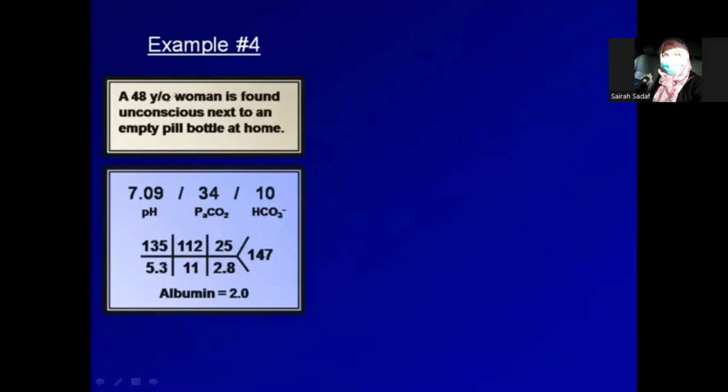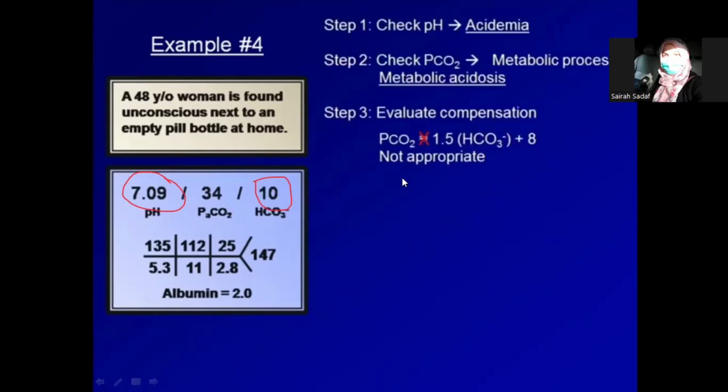A 48 year old woman is found to be unconscious next to an empty pill bottle at home. This is the pH, and these are the values. First of all, this is metabolic acidosis. Okay, yes. Now you have to see the compensation. For compensation, you have to apply the formula. And this is not appropriate. I have already calculated it for you.